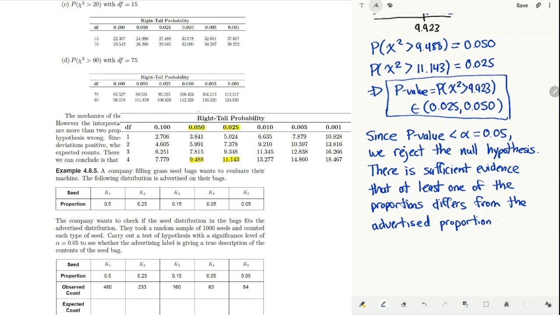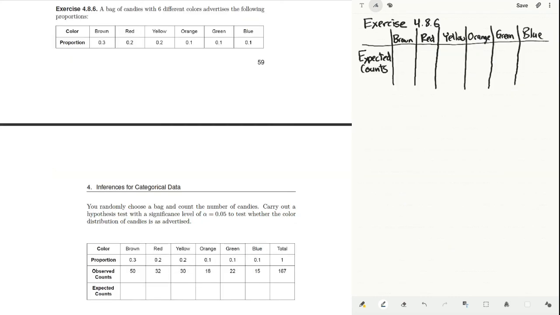And so the data that we have does not fit the model well. And so this tells us that they may need to reevaluate their machine. So let's take a look at another example.